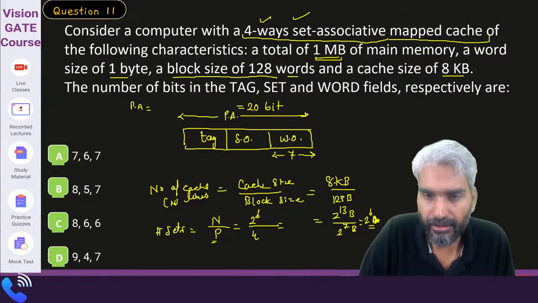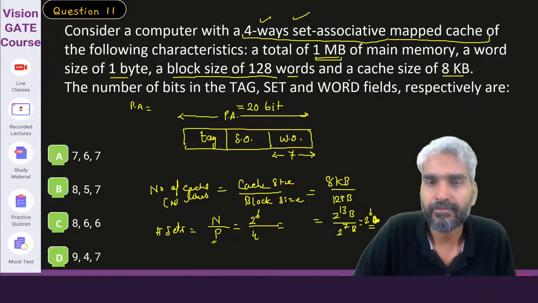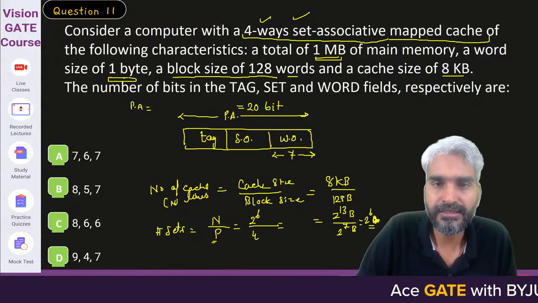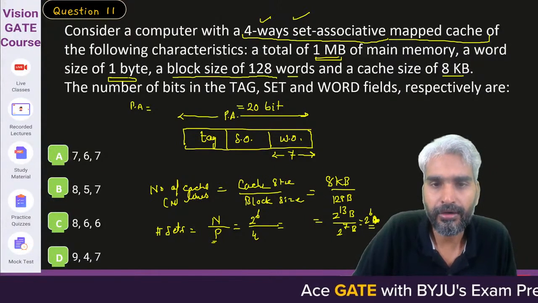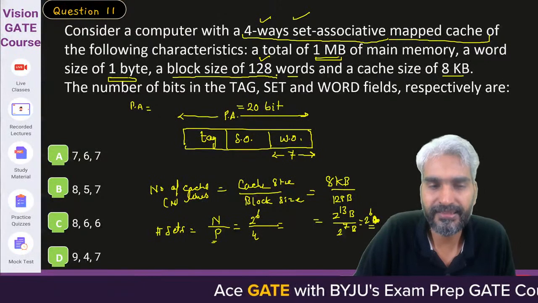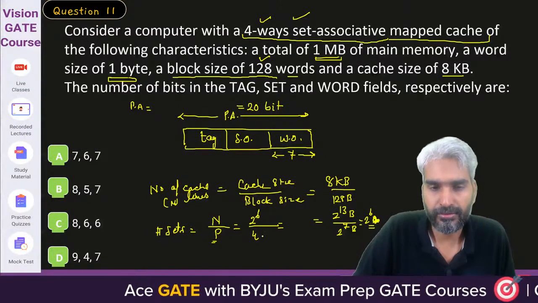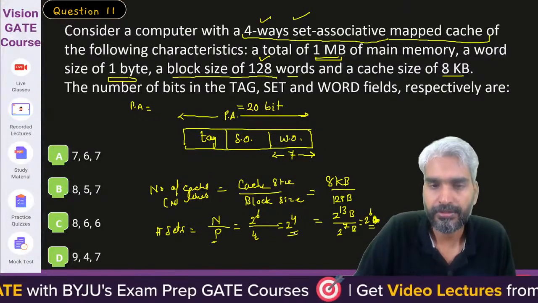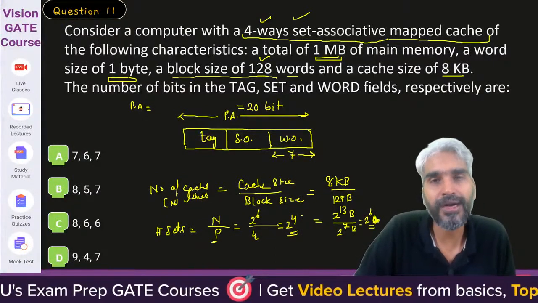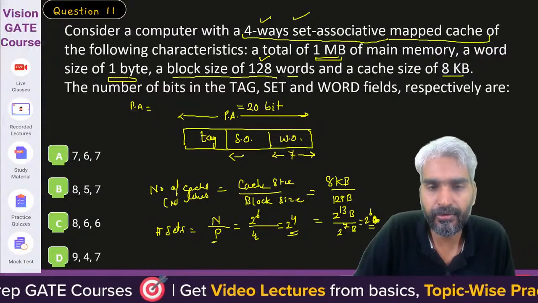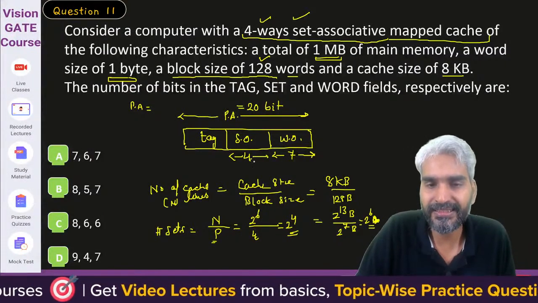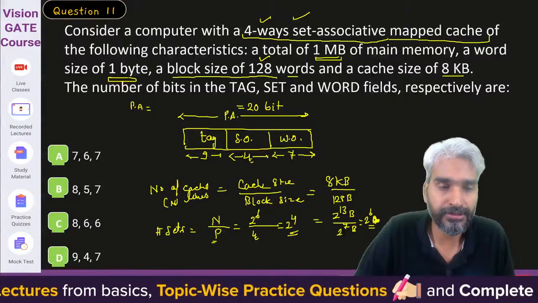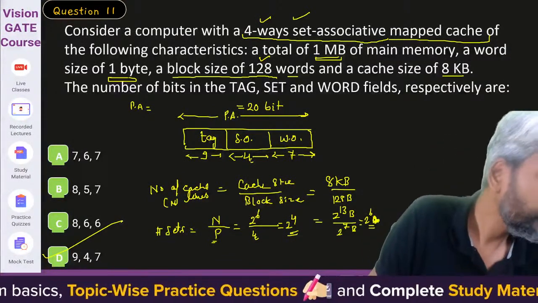Let me check the question again: 1 megabyte of main memory, a word size of 1 byte, block size of 128. Yes, that's okay. So 2 raised to the power 6 divided by 2 raised to the power 2 will be 2 raised to the power 4. So out of 2 raised to the power 4 sets, to identify one set uniquely, you will require 4 bits. 7 plus 4 is 11, so you are left with 9 bits for the tag. So the correct answer will be 9, 4, 7.